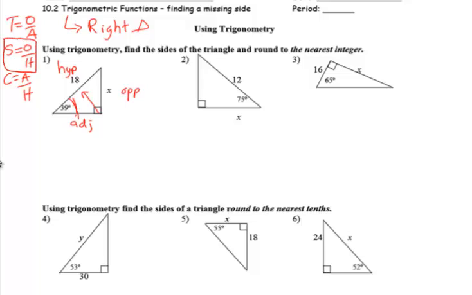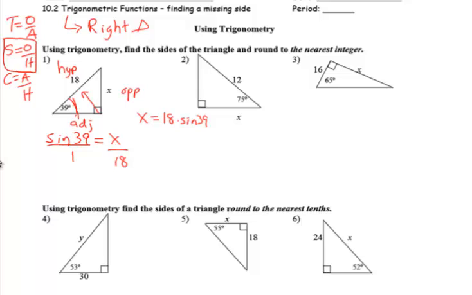Well, that's sine. So I'm going to write, it's a little different here today, the sine of 39. Remember, it's not the sin of 39, it's the sine of 39 equals the opposite, which is x, over the hypotenuse, which is 18. Now, if we think of the sine of 39 as over 1, we can do a little cross product property here, and we get 1 times x is x equals 18 times the sine of 39.